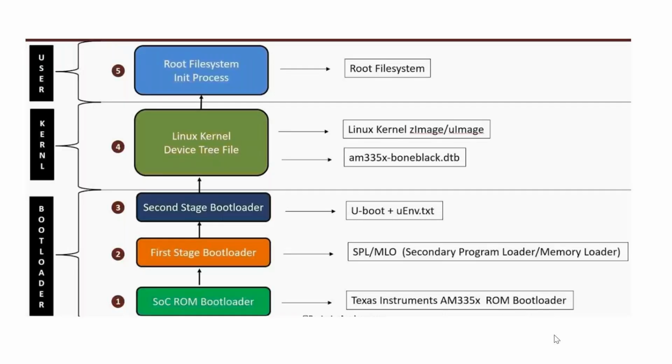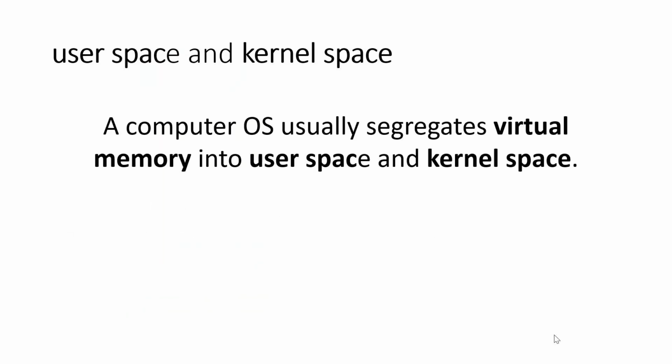Here you see computer space, which is usually segregated into two areas: one is user space, one is kernel space. I'll put it this way: the computer OS usually segregates virtual memory into user space and kernel space. Virtual memory means whatever memory you assign to the operating system to use. They divide it into two areas, user space virtual memory and kernel space. In user space you run user-based applications, and in kernel space you run the kernel.